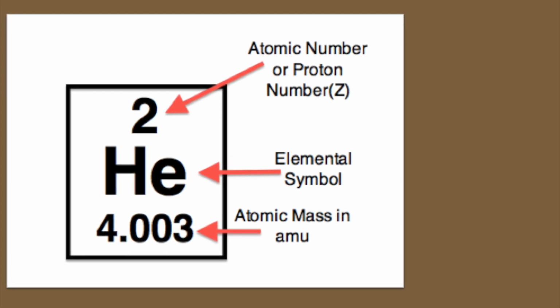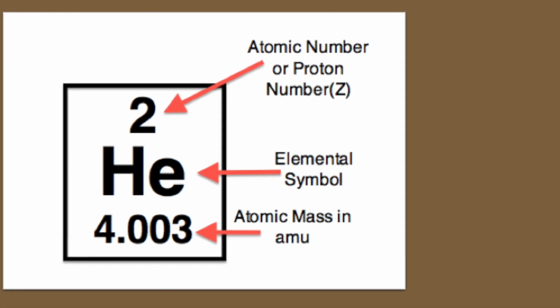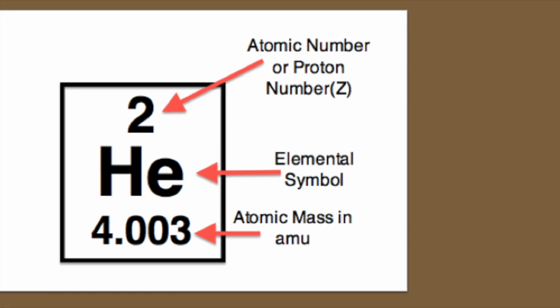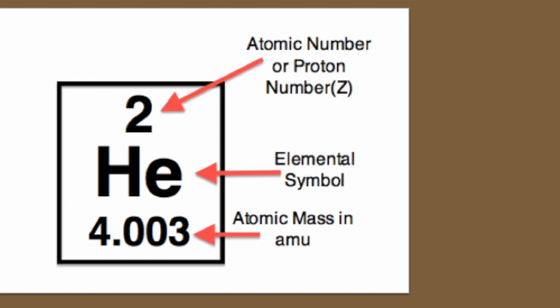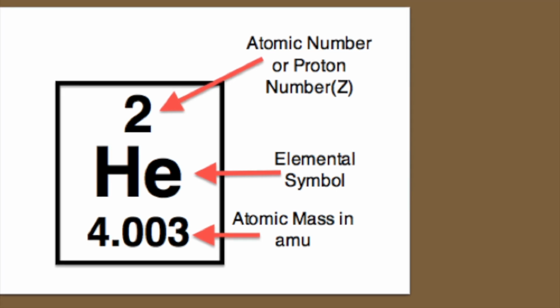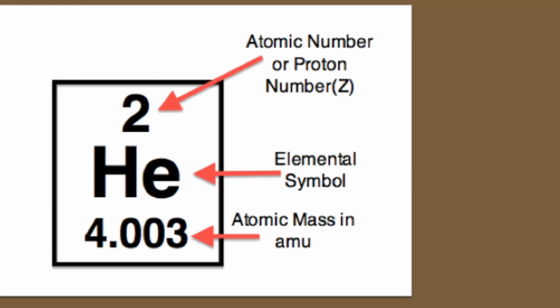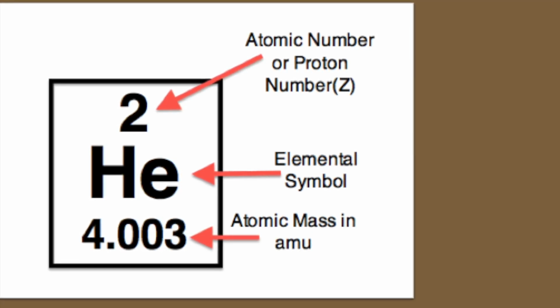The atomic number is almost always the smaller of the two numbers found on the periodic table for each element. In this example, the atomic number 2 can be found at the top of the square. The atomic number is sometimes called the proton number because it is equal to the number of protons found in the nucleus of every atom of that element. So for this example of helium, we know that there are 2 protons in every atom of helium.